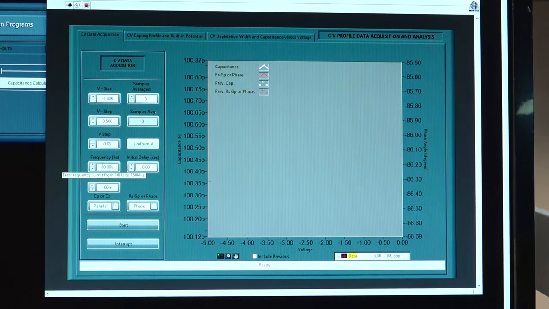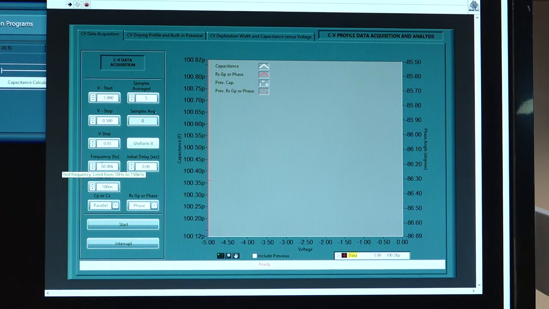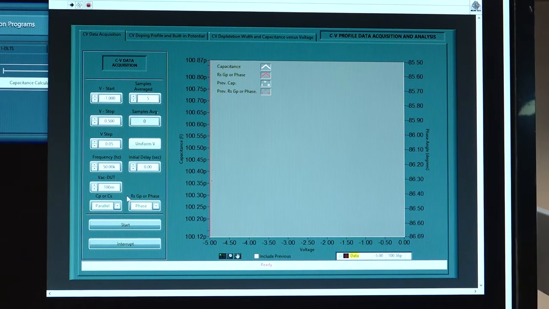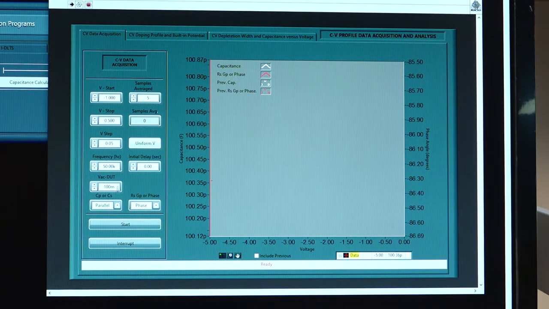It's fine. The range that we can access is from 10 hertz to 150 kilohertz. Then just below the frequency button is the AC signal amplitude button mentioned as VAC DUT. So the AC signal amplitude is important. After setting the frequency of the AC signal, we will set the amplitude of the AC signal. The amplitude of the AC signal should not be kept very low, because then the signal to noise ratio would degrade. However, we should not keep it very high also, because that might also disturb the DC bias.